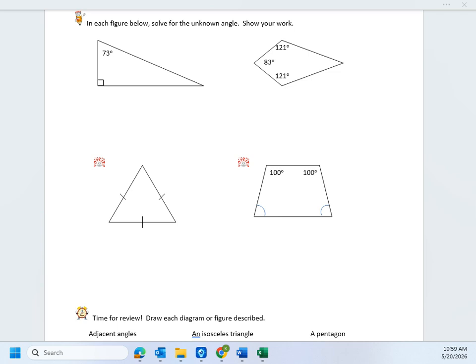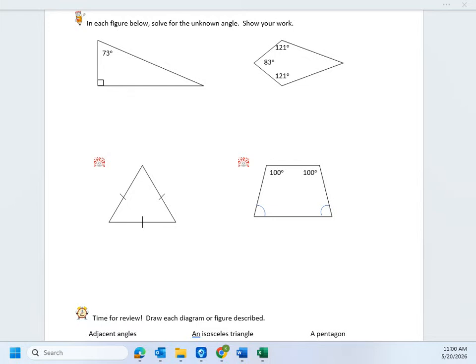If I look at that first triangle, I see 73 degrees. What else do I notice? Oh, a square in the corner. What is that square in the corner? Tell me, Bo. 90 degrees. Yeah, it's a right angle. It's 90 degrees, so write that in. The next one, I've got all 3 degrees. That's an easy one. Then this one, there are no degrees.